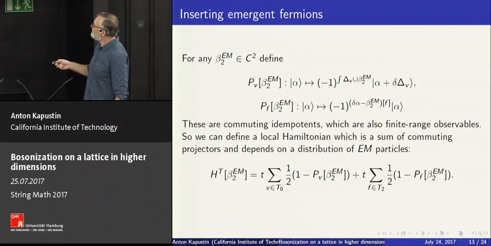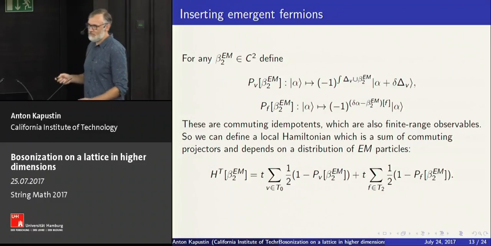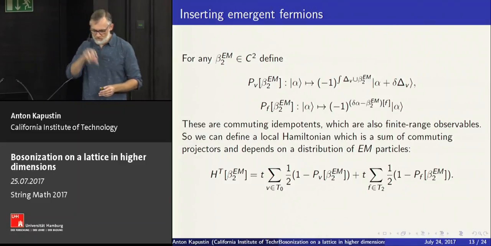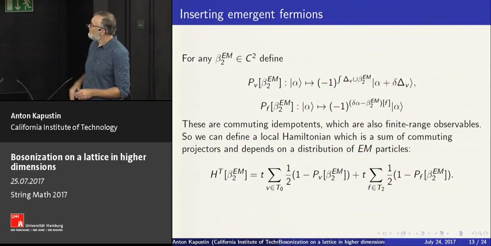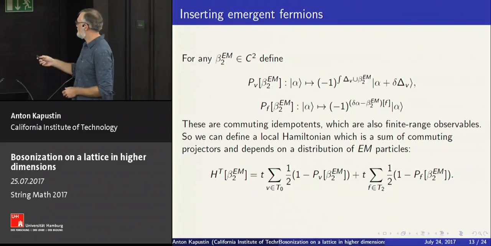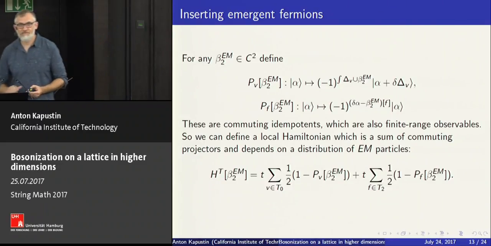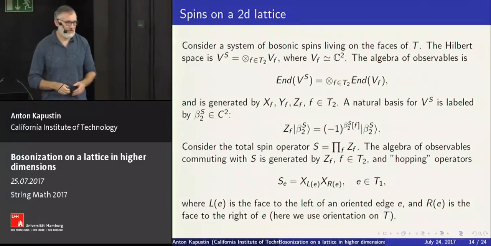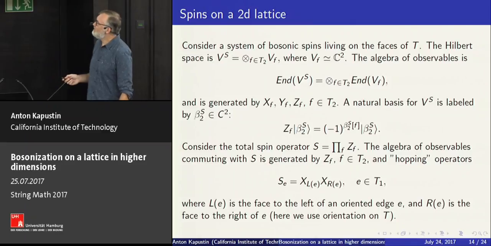Again, commuting in the square root of one, and you can just insert them into the same formula for the Hamiltonian. And that's how we get this modified Hamiltonian for the toric code, which forces you to have these emergent fermions, EM, at some particular spots given by this cocycle. Okay, why did I do all this? Well, we'll see in a moment. So let's just come back.